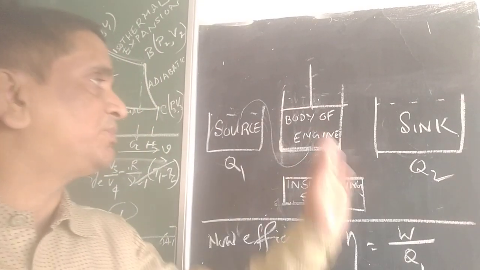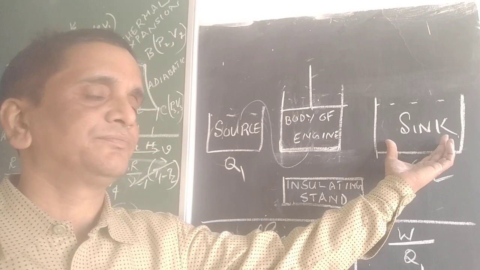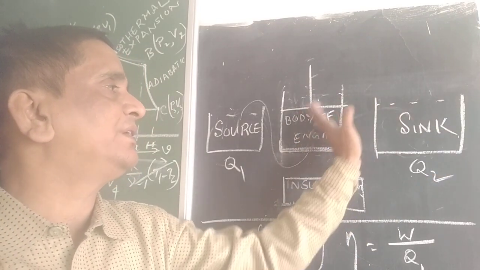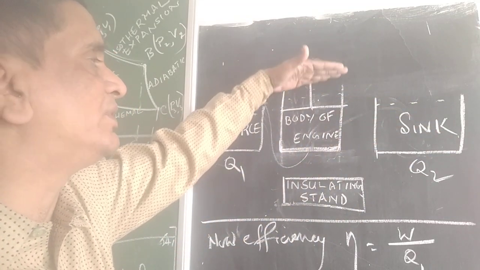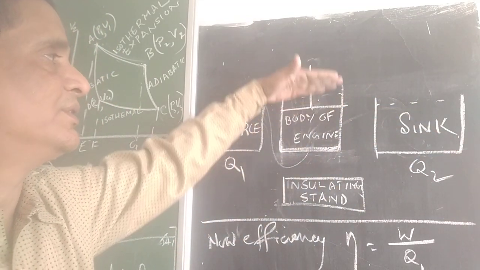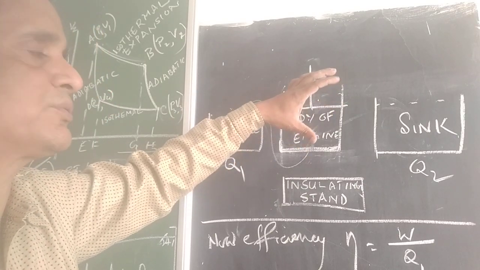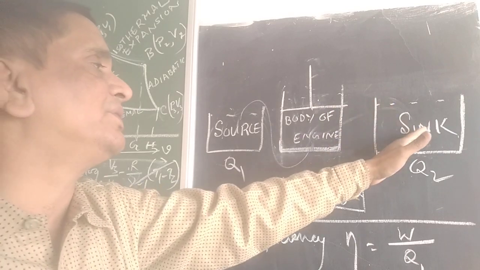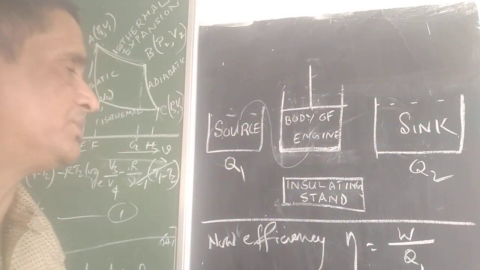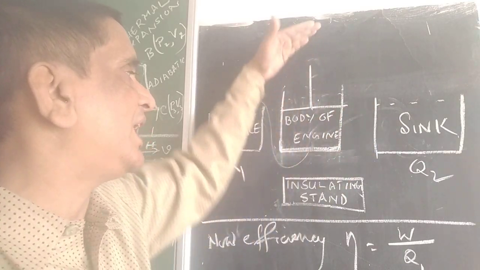Our next step is what? We will place this body of the engine on the sink. What will happen? It will release heat to it. When it releases heat, its volume will decrease and its pressure will increase. Is it clear? As the volume decreases and pressure increases, the temperature, due to the sink, remains constant. Suppose the temperature is T2.